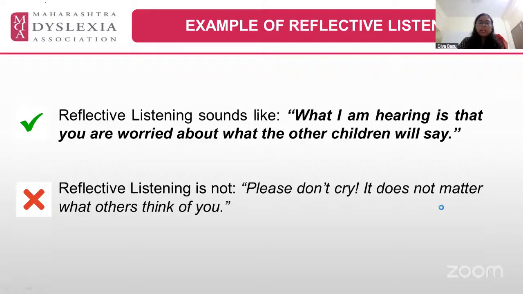Please don't cry. It does not matter what others think of you. These are things which we often end up telling students and children. Our intentions are good. We mean well, but sometimes inadvertently, like I said, it invalidates their emotions. So you are not mirroring what they are saying. You are giving your own opinion. You are asking them not to cry, which means that immediately they know that it's not okay to feel sad in that situation. Okay, it's not okay to cry. It means my emotion is not valid. It's not okay to feel sad.